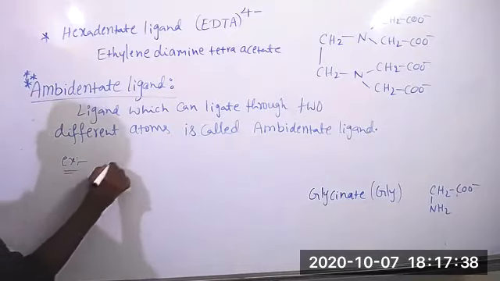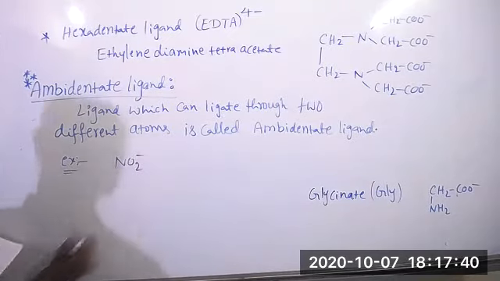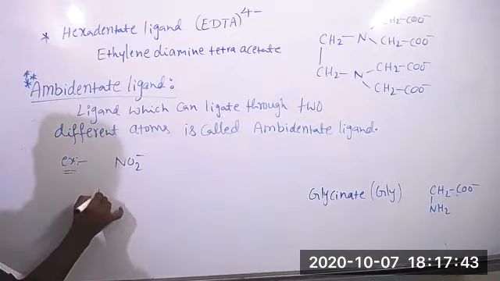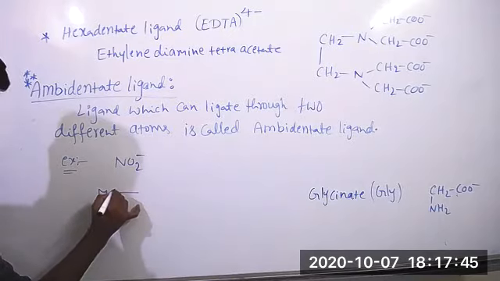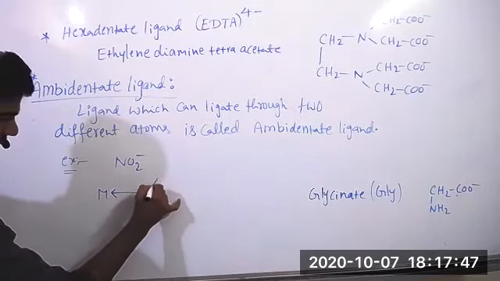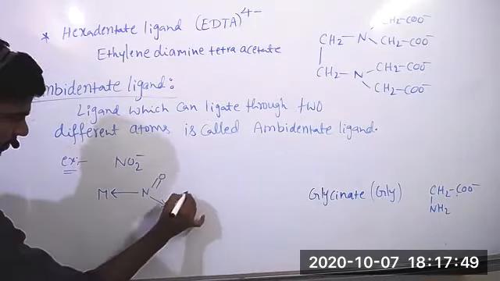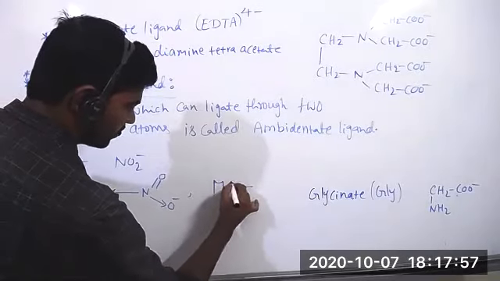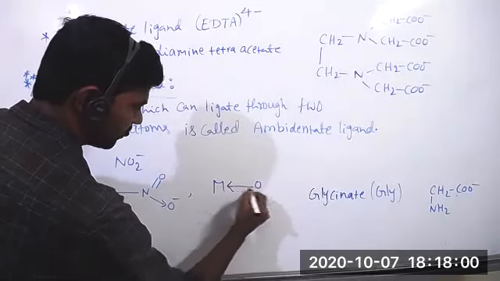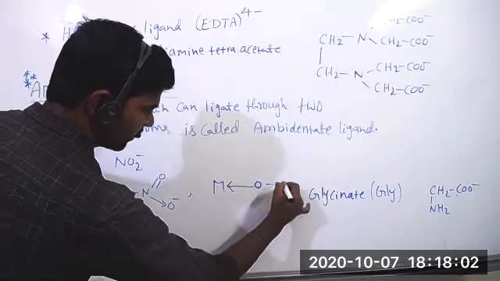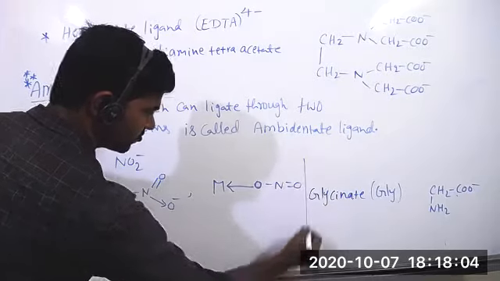Example, nitrite ion, NO2 minus. Metal here. Suppose nitrogen is bonding with the metal. This is one type. Another possibility: oxygen carries the negative charge, and oxygen is forming the bond with the metal. So this is another possibility.